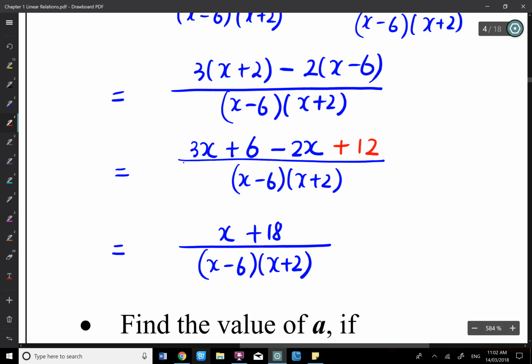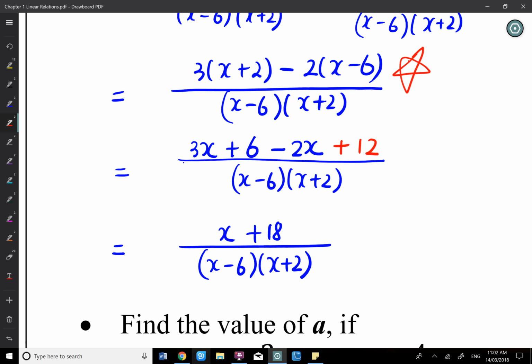So the very important step is to combine them, put them as one fraction first, and then expand.